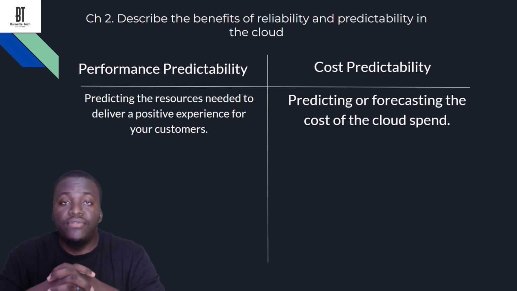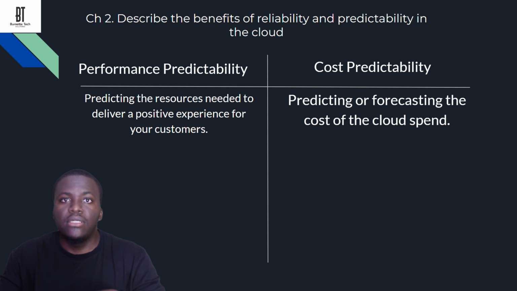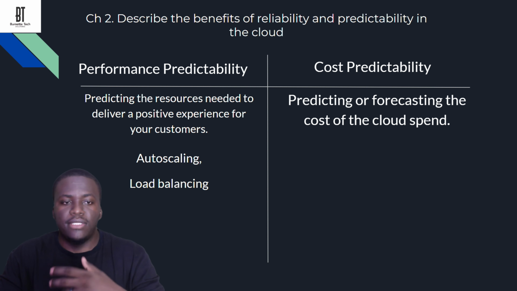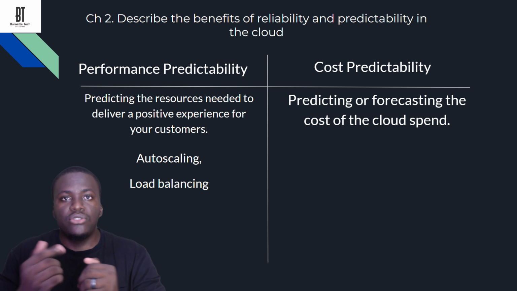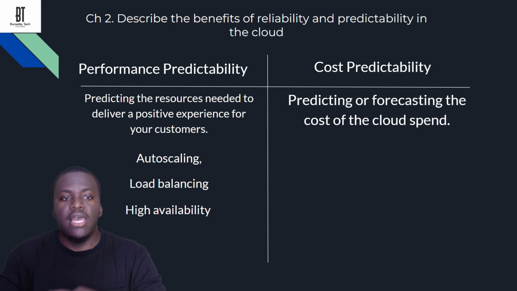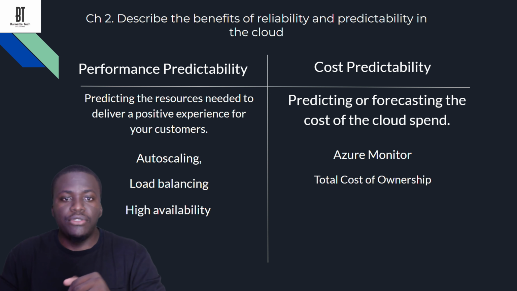When we look at performance predictability, there are several concepts that are utilized to ensure reliable performance. Concepts like auto-scaling, concepts like load balancing, where you are balancing the traffic from end users to your various servers, and high availability. Similarly, for cost predictability, there are several concepts and tools that can be utilized to ensure that your cost is predictable. You have Azure Monitor, where you can monitor the costing for your particular resource or service.